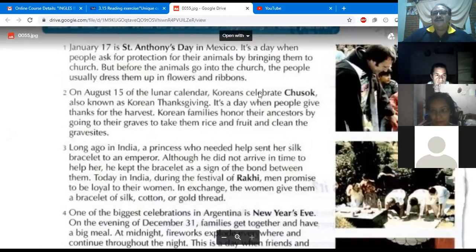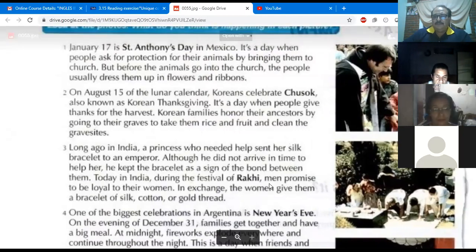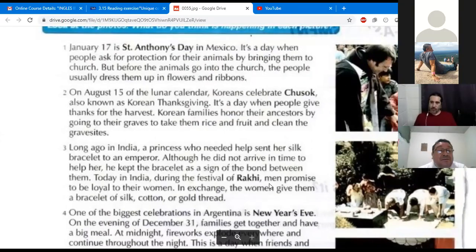Veronica, can you please read the first one? January 17 is Saint Anthony's Day in Mexico. It's a day when people ask for protection for their animals by bringing them to church. But before the animals go into the church, the people usually dress them up in flowers and ribbons.